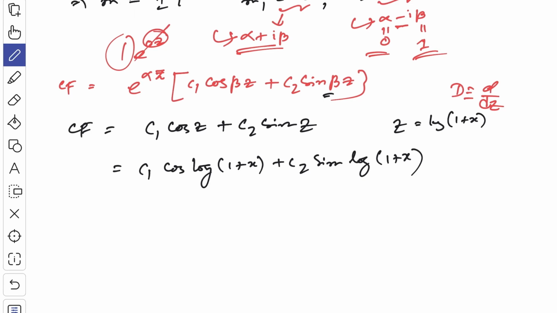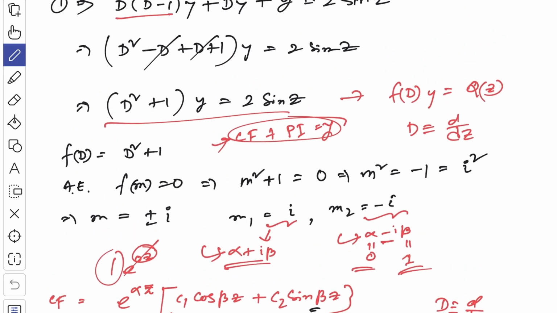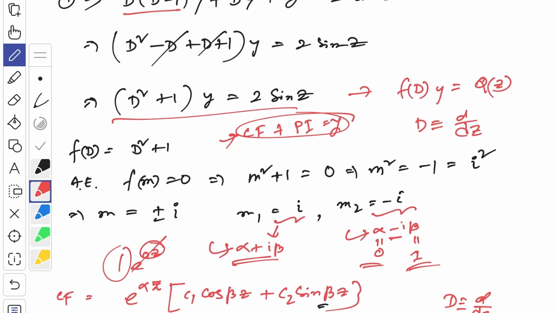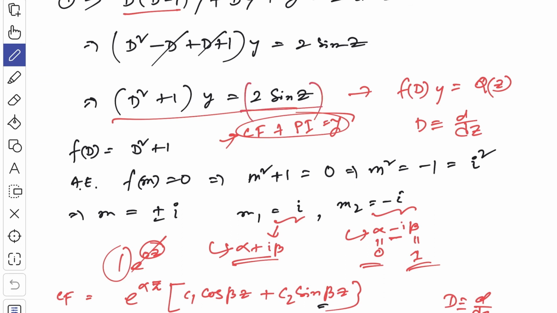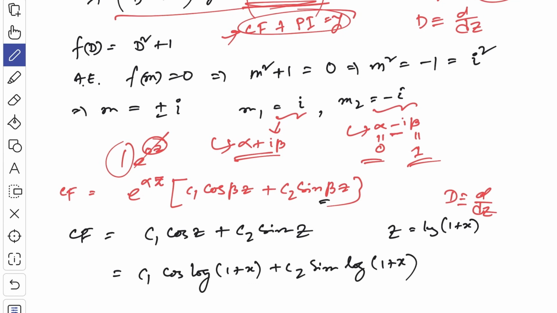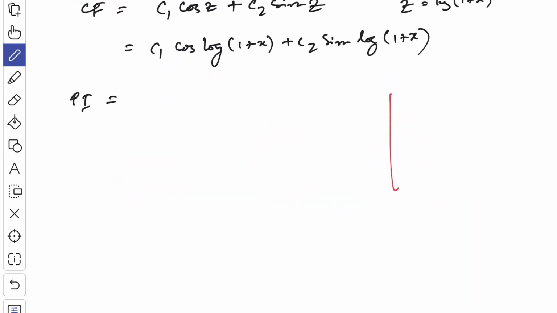Now we need to find the PI, right? How to find a PI? What is the term on the right hand side? Depending on that, the method is different for different forms of this. This is nothing but Q of z here. So depending upon the form of Q of z, we apply different methods to find the PI, right? So here Q of z is 2 sine z in this equation.